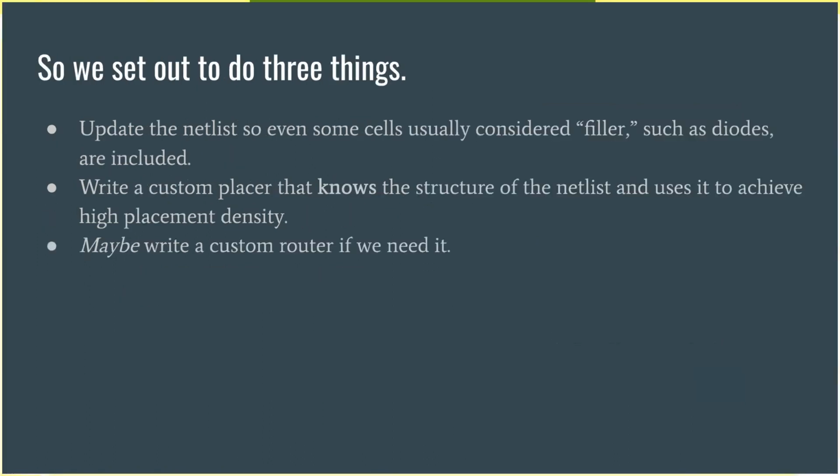So we set out to do three things. Update the netlist so even some cells usually considered filler, such as diodes, are included. Write a custom placer that knows the structure of the netlist and uses it to achieve very high placement density, and maybe write a custom router if we need it. We might need a custom router, we might not. Spoilers, we did not. I'll get to why in a moment.